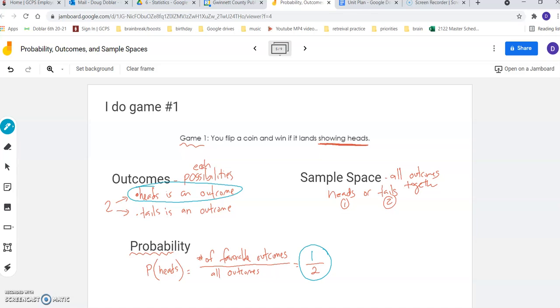It looks like a fraction. You have a half chance of winning, a 50-50 chance of winning this game. Half the times you'll win, half the times you'll lose, probably, if you play enough times. That's called its probability. So in this case, the probability you would win is about 1/2.